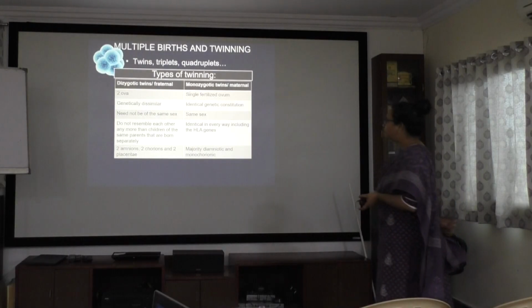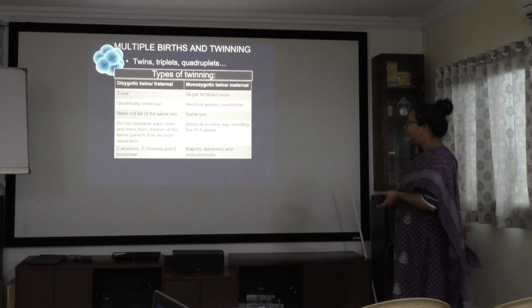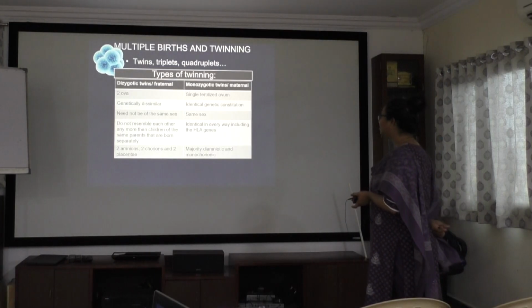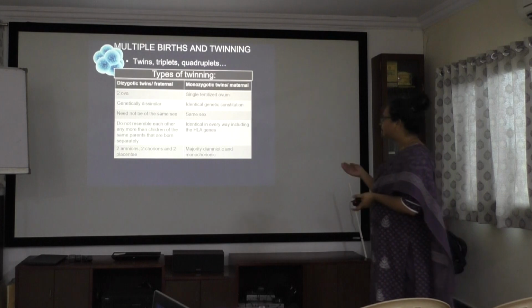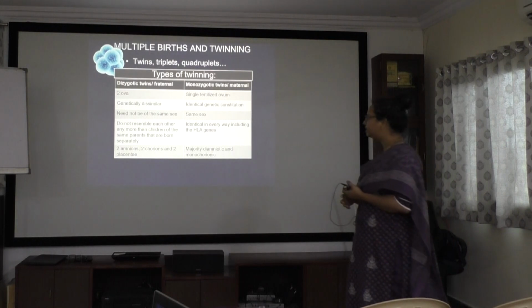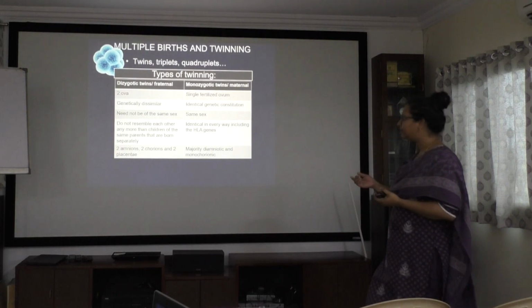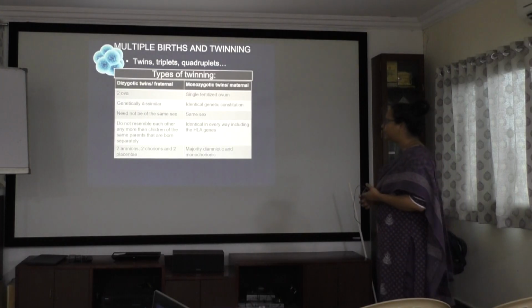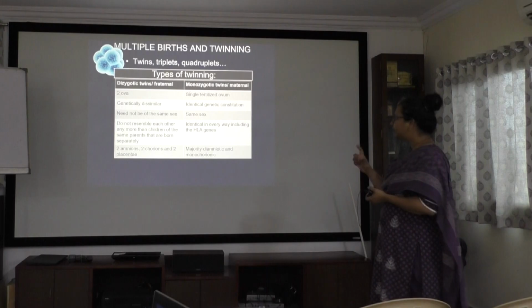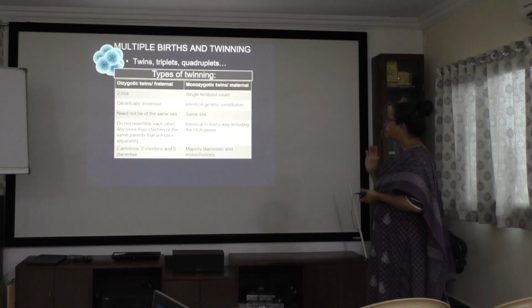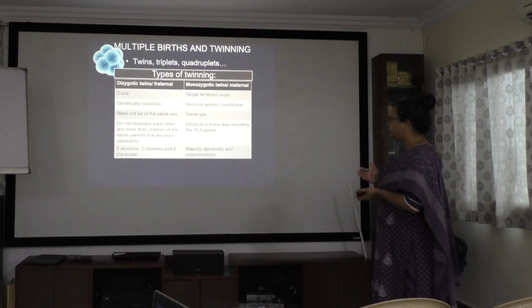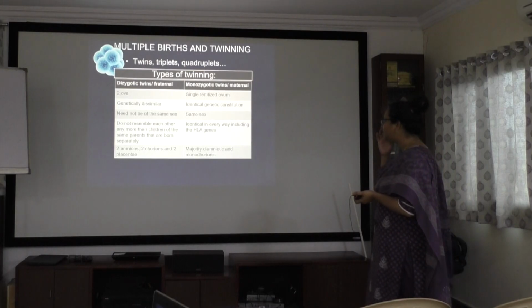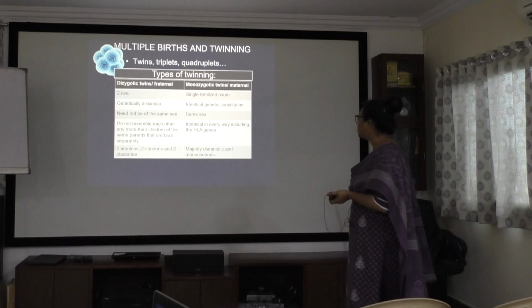Coming to multiple births, that is the cleavage site. Sometimes two ova may be released at the same time. If two ova are fertilized with two sperms, then it is called dizygotic twins or fraternal twins. Sometimes a single ovum fertilized with a sperm may undergo cleavage to form monozygotic twins.